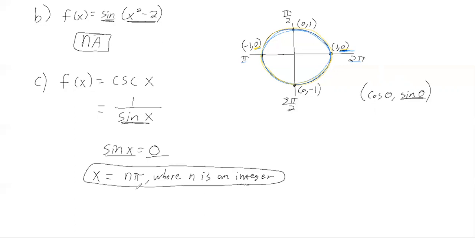Because remember, n runs through the integers. So you could have 1 for n, 1 pi, then you could have 2, then you could have 3, but the integers also cover the negative numbers, negative 1, negative 2, negative 3, and it also covers 0.